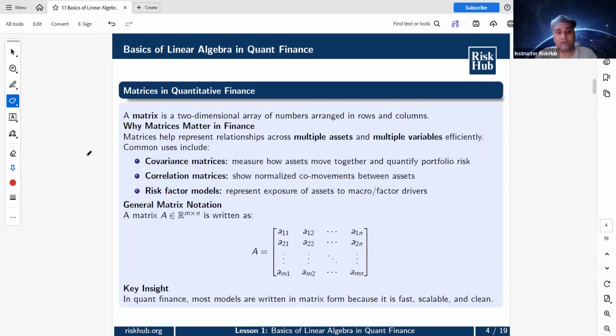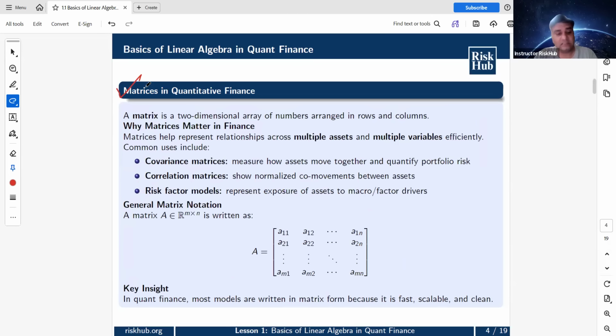Then we go ahead. Then we talk about matrices in quantitative finance. What is a matrix? A matrix is a table of numbers arranged in rows and columns, right? In finance, matrices matter because relationships are not one-dimensional.